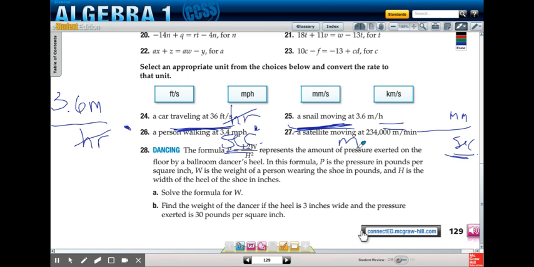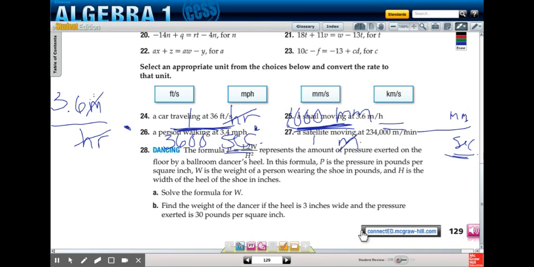So meters has to go on the bottom because I need the meters and the meters to cancel out. And the one over here that goes with meters is millimeters. I hope you remember that. Now we have to put in our numbers. I think there are 3,600 seconds in 1 hour. And I believe there are 1,000 millimeters in 1 meter.